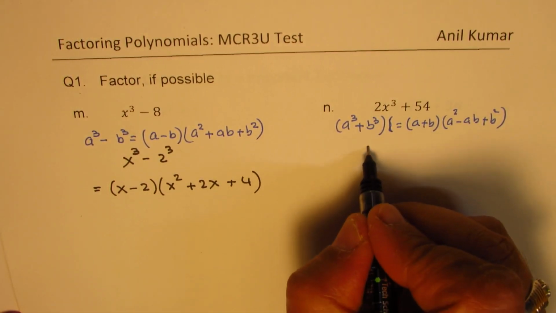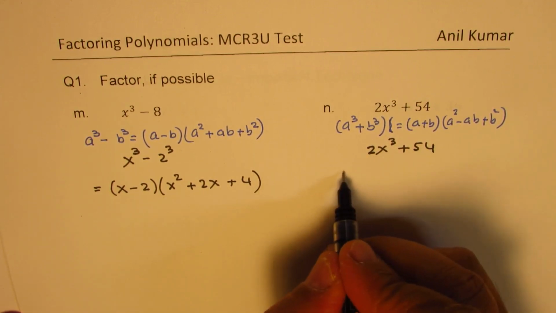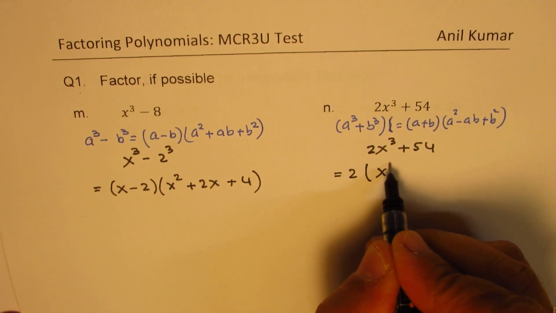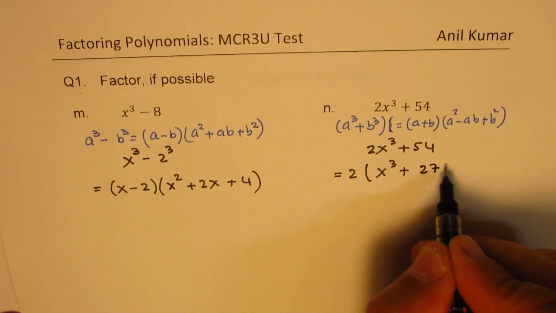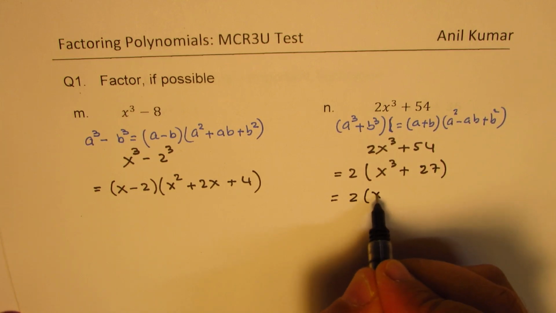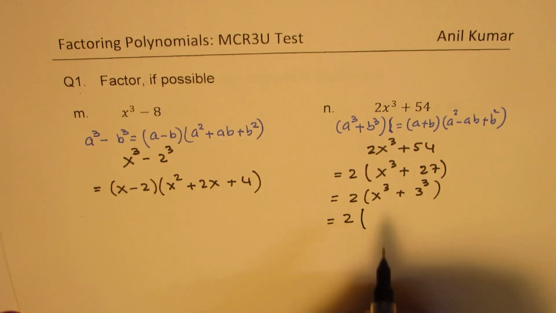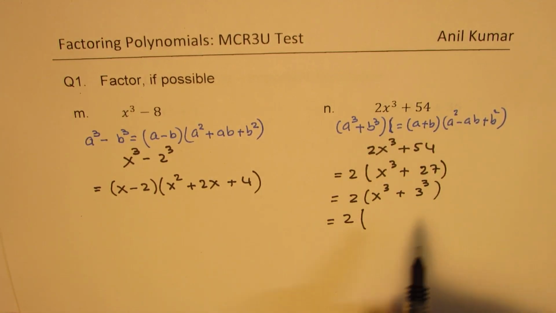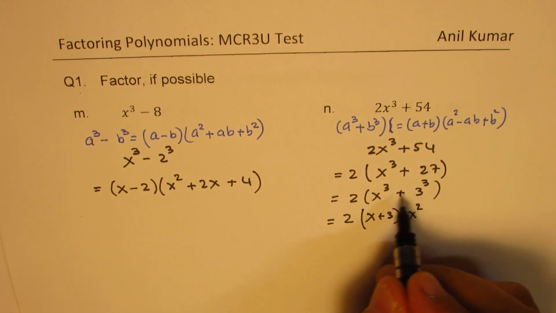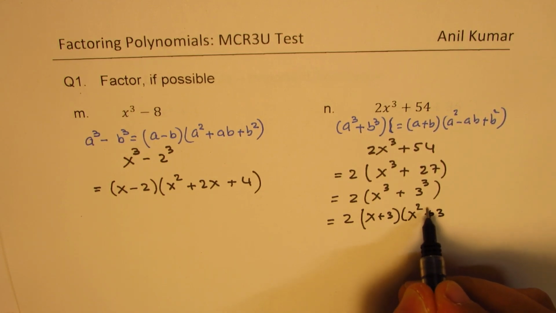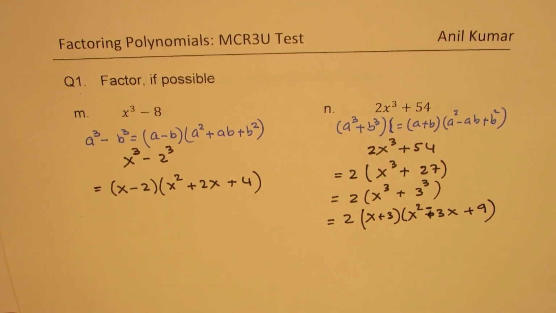The next one here, which is 2x cube plus 54. Now here, first we'll factor out 2, which is a common factor. Now we get x cube plus 54 divided by 2, which is 27. Now 27 is 3 cube, right? So we can again apply the factoring technique of sum of cubes, correct? So we get here x plus 3 times square of x, product of these two, which is plus 3x, sorry, minus, right? Minus 3x plus square of 3, which is 9. So that is what we get.